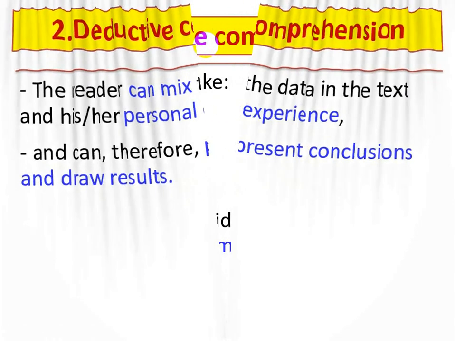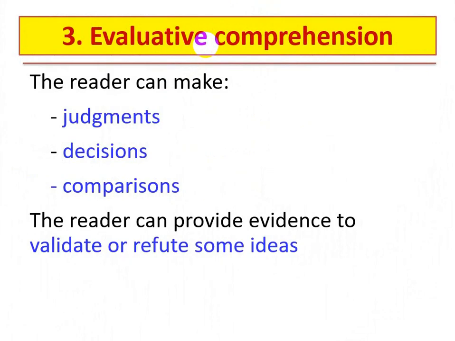The third type of comprehension is evaluative comprehension. In this case, the reader must be able to make judgments, must be able to take decisions and make comparisons. Comparisons at the level of the article or the text, decisions according to the information and data given in the text, etc.